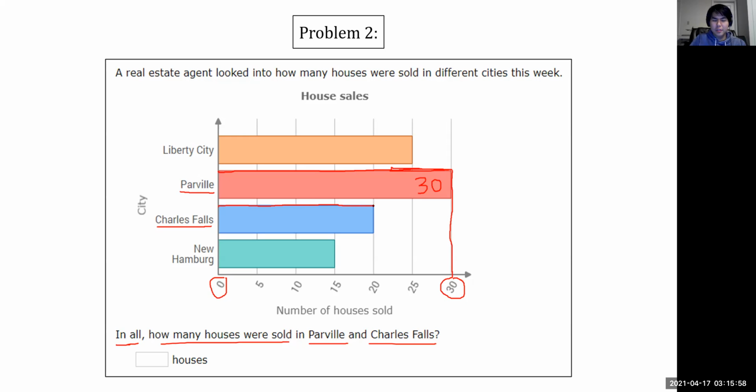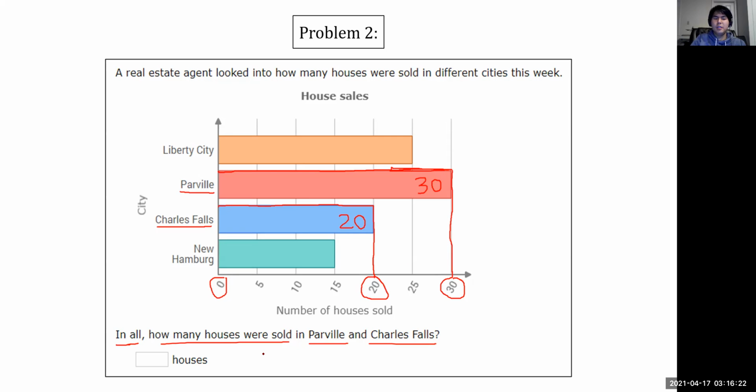And now that I've reached the end of the bar, I'm going to trace a vertical line downwards until I reach this horizontal axis. Okay, I have just reached a number, and what this gives me is that 20 houses were sold in Charles Falls.